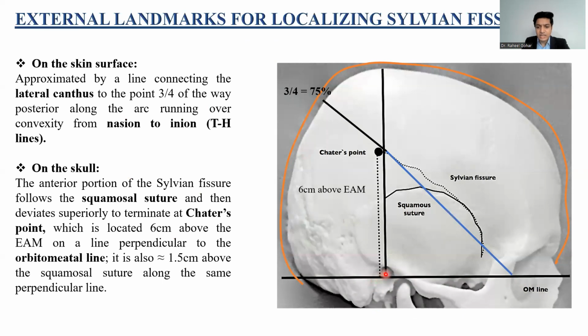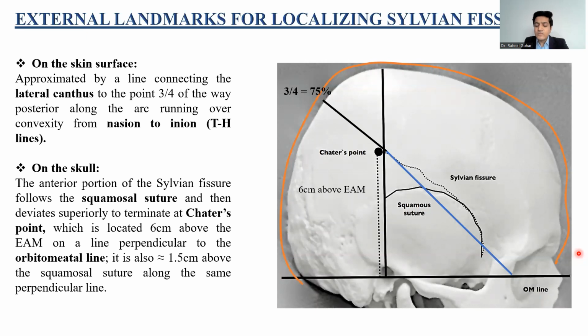Then there is, you can see, from the external auditory meatus we are drawing one line and it is going 6 cm above it. So this point is known as the Chater's point. Remember this point. Now this orange line is showing the nasion-inion line which we have already discussed. Whenever we are discussing this line, always remember that we are going to divide it into different parts. So 1/4 is 25%, then the midpoint of this line which is 50% or 1/2, then 3/4 which is the 75%, and then finally the 100% of this line. So we divide it usually into 4 parts.